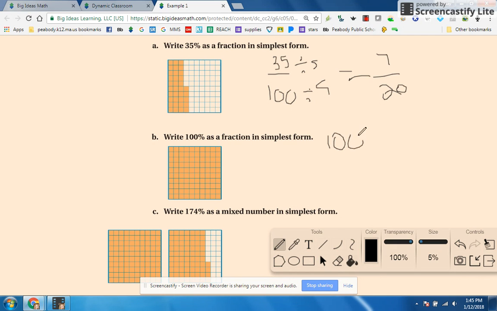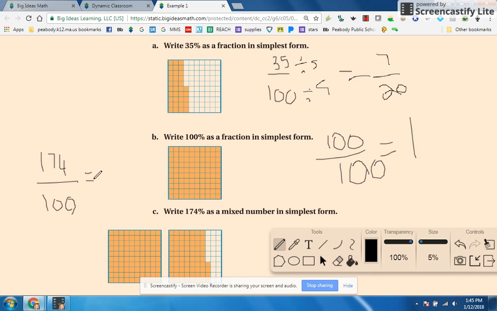So you take your percent, you write it over 100, so 100 over 100 equals 1 whole. So this actually is just going to end up being a whole number, not a fraction. So 100% is actually equal to 1 whole. The last one, 174%. So you take your percent, write it over 100. This is going to be improper because the percent is bigger than 100.